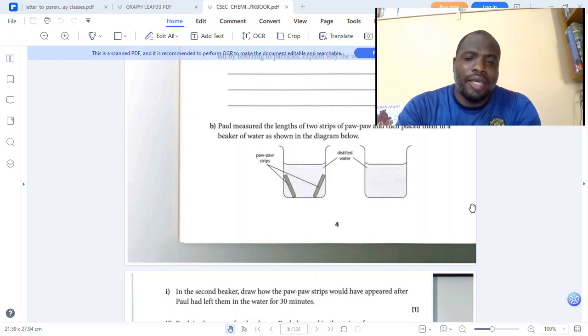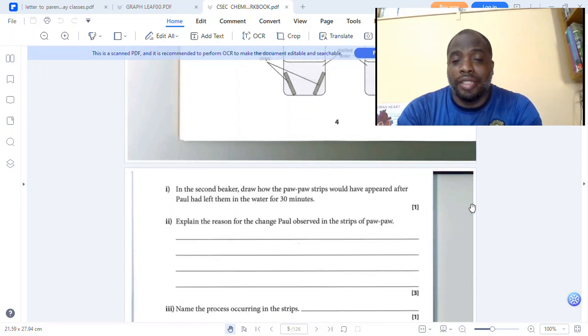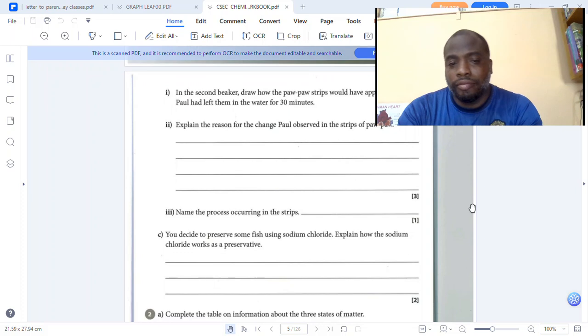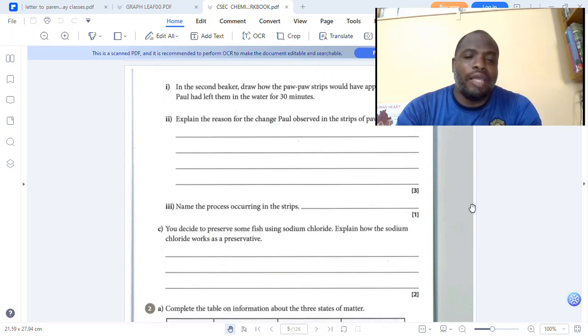And that is why after 30 minutes, I don't know where Paul gone. Paul just throw in the papaya and just walk down about his business. Yeah, but we are going to be seeing an increase in the size. Yeah, so we're supposed to name the process, and we did indicate that it is osmosis, a form of diffusion.